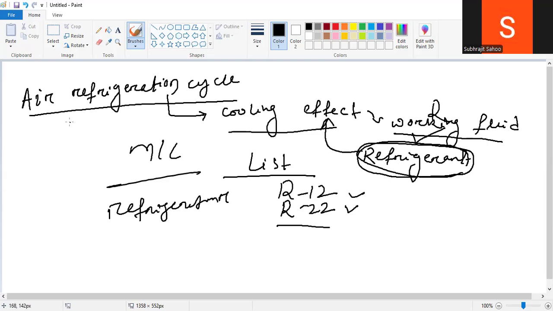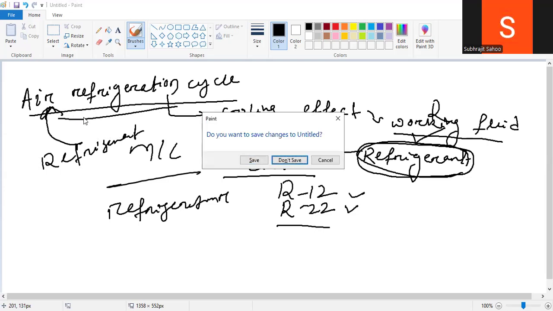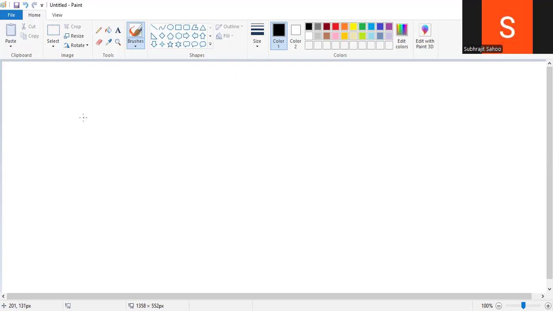But here, what does air refrigeration cycle mean? Here the refrigerant is nothing but air. The refrigerant is air. That's why the name here is air refrigeration cycle. Observe. The topic right now is the air refrigeration cycle. So why is it called air? Because the working fluid is air.